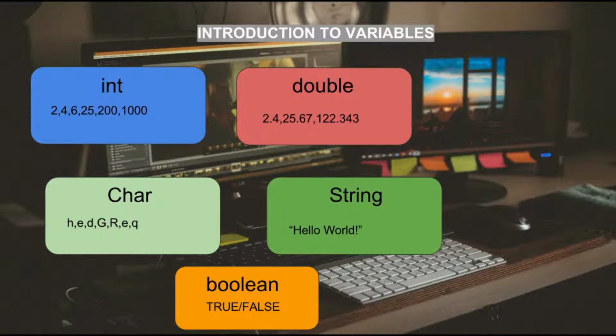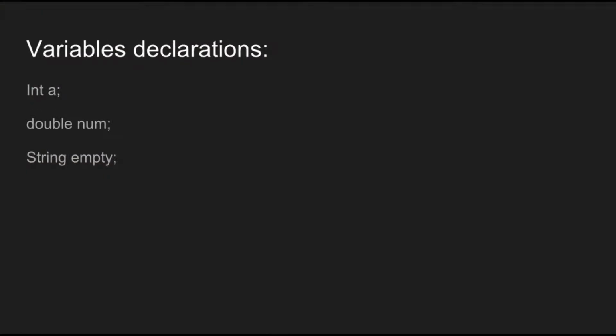Declaring a variable goes like this: the variable type and the name you choose for it, and don't forget to end it with a semicolon. Nearly any code you type will end with a semicolon.